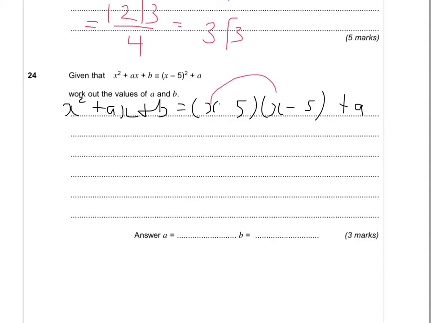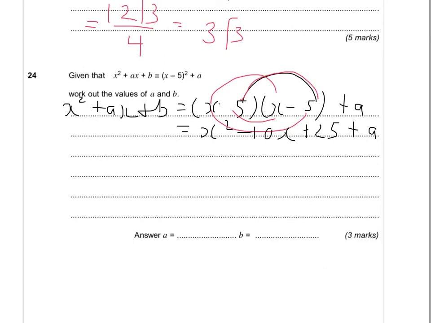Multiplying that bracket out, we get x squared minus 5x, so altogether that's take 10x. Minus 5 times minus 5 is plus 25. And don't forget about the plus a.